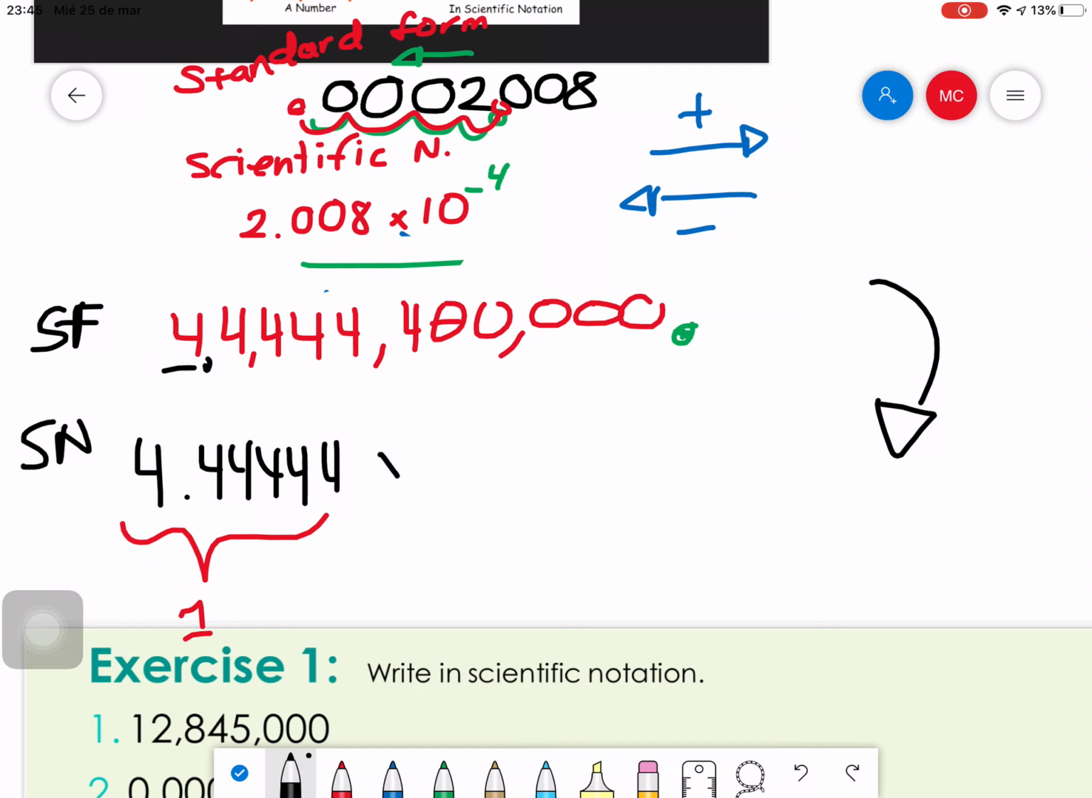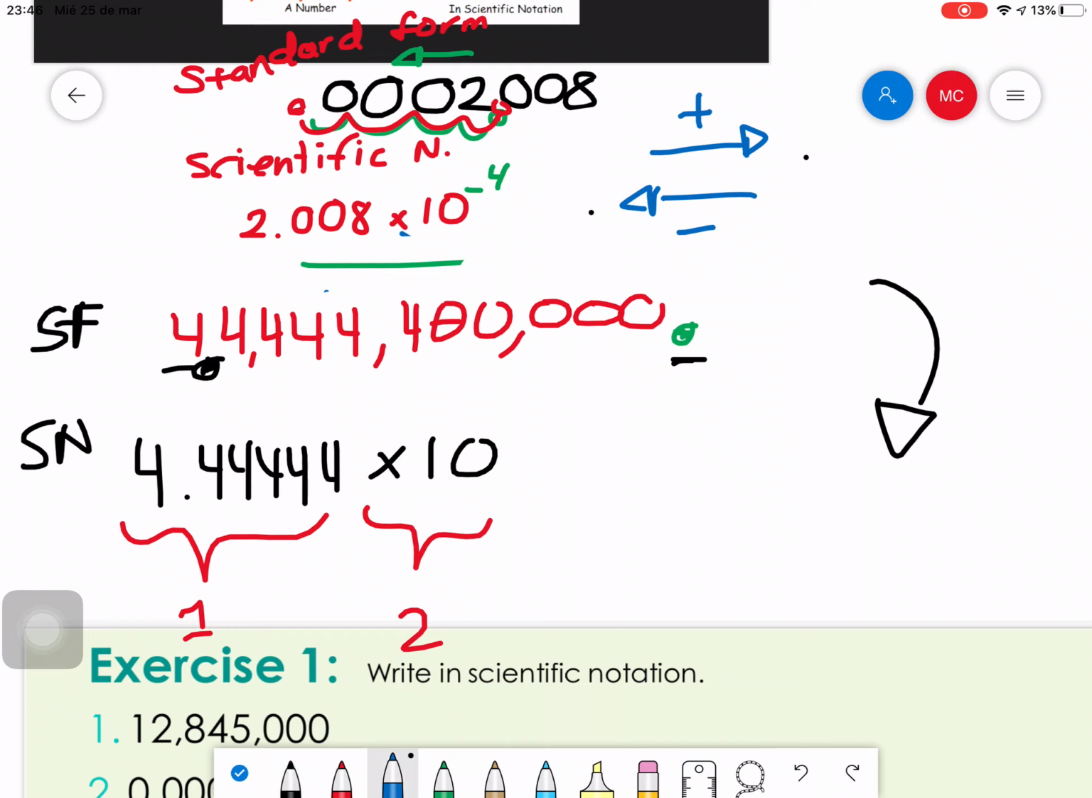Second step, add times 10. The second step was easy. Third step, count the spaces that you need to move this decimal point in order to reach the original point, which was this one. Remember that if you move to the right, the exponent is gonna be positive. If you move to the left, the exponent is gonna be negative. But to get to here, I'm gonna need to move to the right. That means my exponent will be positive.